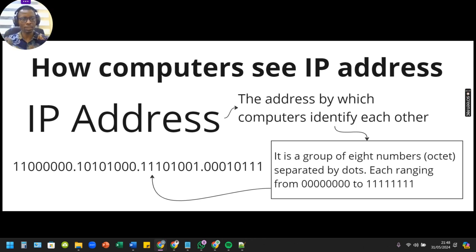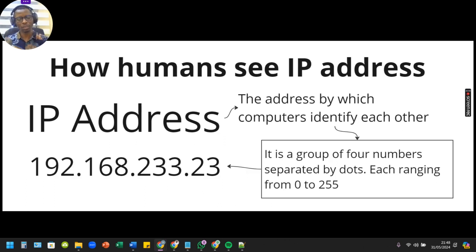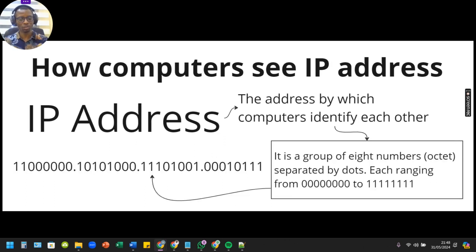Instead of the computer seeing it as a decimal number, it's kind of easy for us human beings to do things in decimal, but the computer actually understands binary. So now this is the binary of 192.168.233.23. This is how the computer understands it.